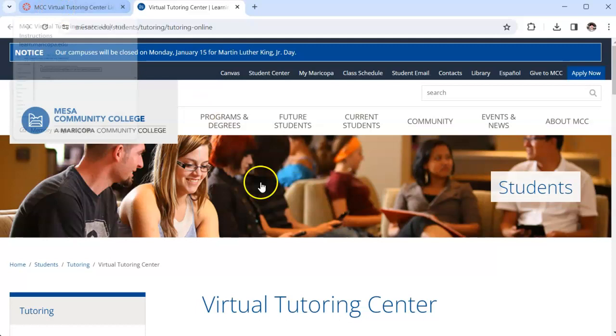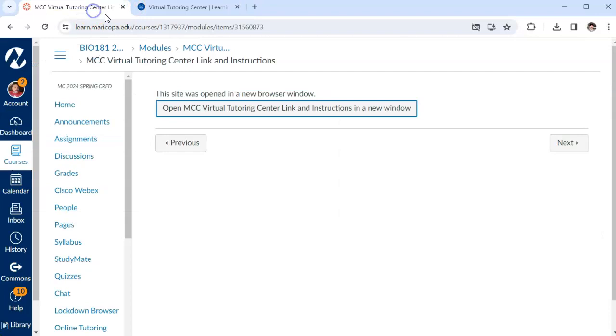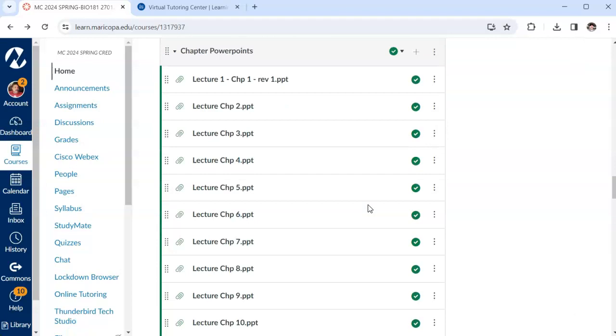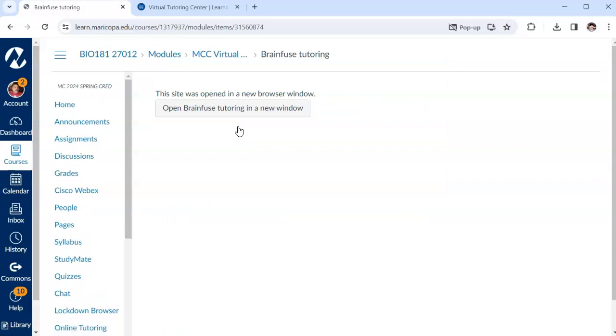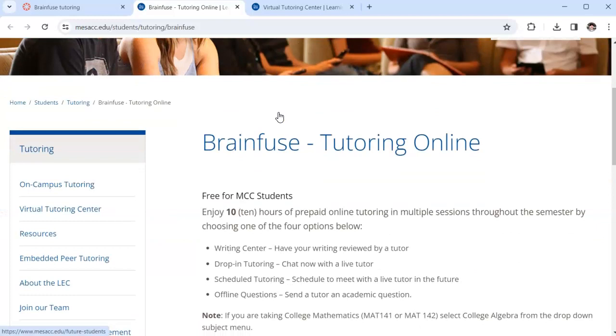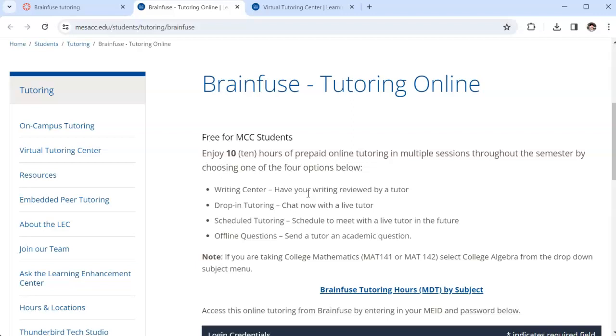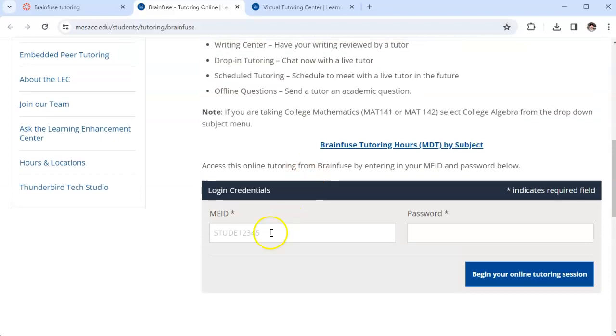And then you also have access to something called Brain Fuse, which is an outsourced tutoring service, and I think you get 10 hours of free tutoring per semester. So it has drop-in tutoring, and you have to enter your MEID and password here.